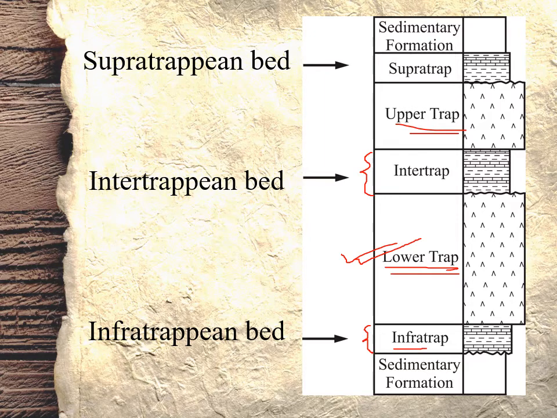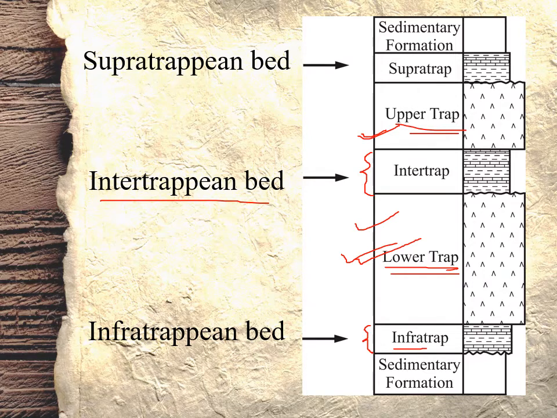So the sedimentary unit which is bounded on both sides by trap lavas is known as intertrappean bed. That means this sedimentary unit is sandwiched, occurring in between two lava flows. So this is one lava flow, this is another lava flow. This one is older, then comes the sedimentary unit, and after the sedimentation the lava again flows and caps the upper part of the sedimentary unit. So this kind of sedimentary unit is known as intertrap.